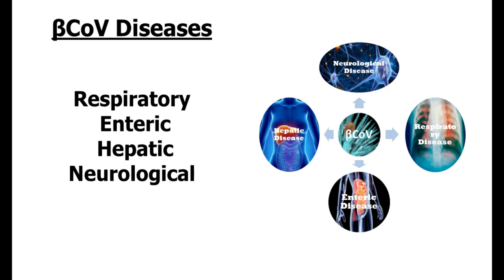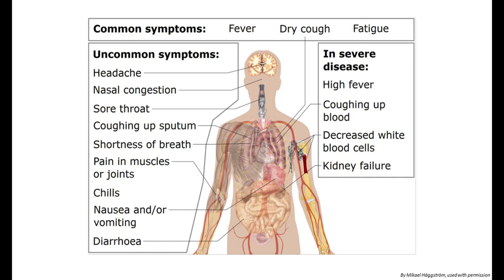Now, beta coronaviruses can confer respiratory diseases, enteric, hepatic, and neurological. Well, there's some debate about that one. And what do symptoms look like when we get these beta coronaviruses, or in particular for SARS-CoV-2, the virus that we're now most concerned about?